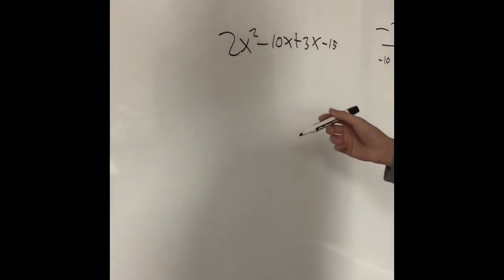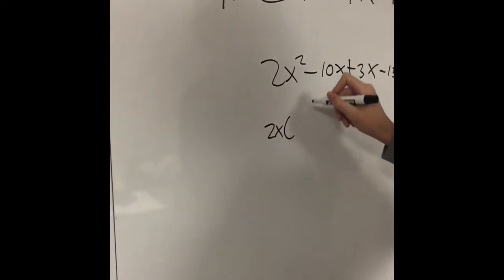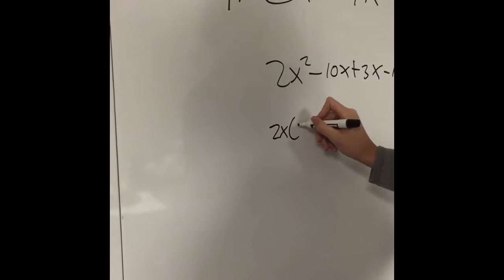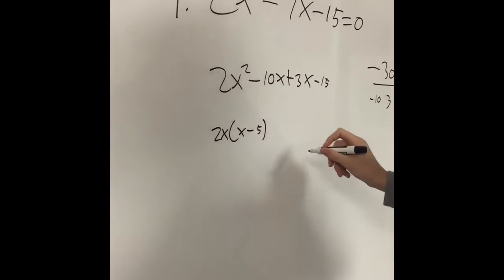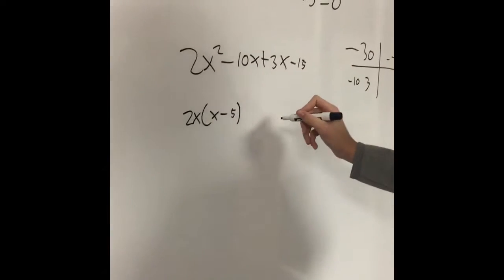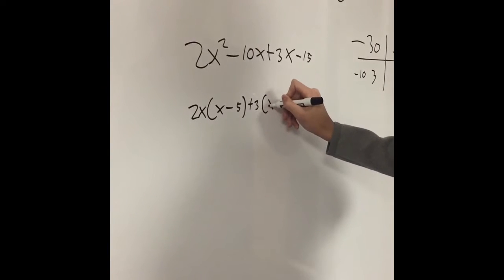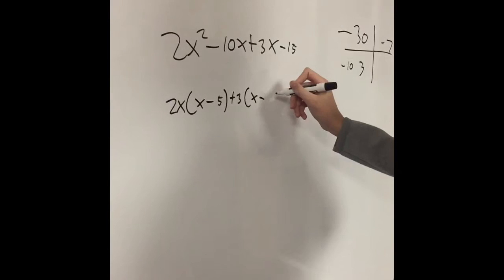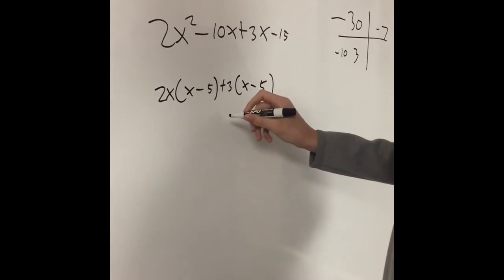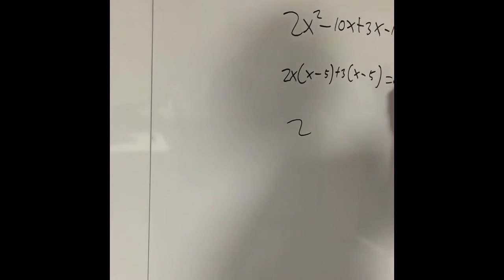And then what you're going to want to do is take out something from this. So what you could take out is a 2x, and so then what you're left with is x minus 5. Then that's on that side. So then you want to look at this one, see what you can take out. You can take out a positive 3, so plus 3. Then you would have x minus, how many times does 3 go into 15? 5, so x minus 5 on this side. Then you would rewrite it and put that equal to 0.